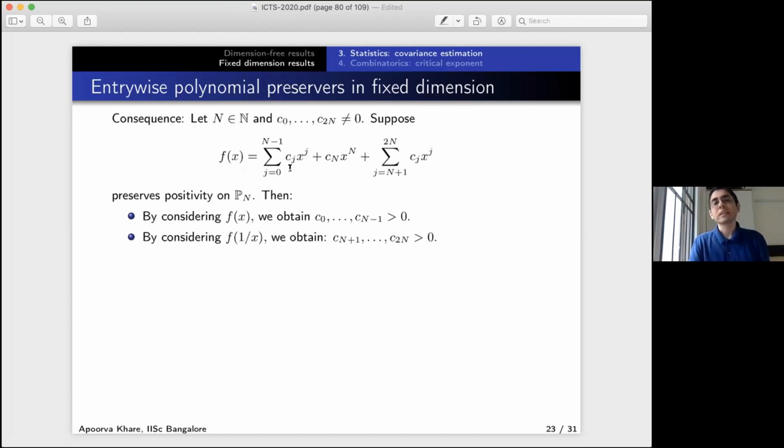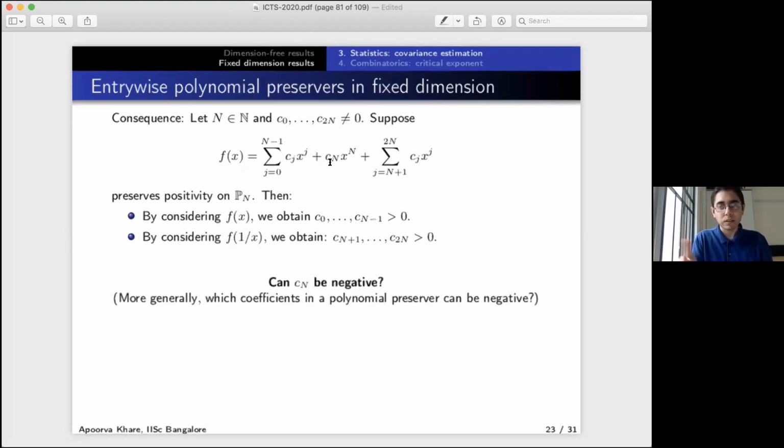Similarly, if you consider f of 1 over x and multiply by a power of x, then these would be the first few coefficients. So you would get that these last n coefficients must also be strictly positive, because I remember they are non-zero and now they are non-negative, so they are positive. So already, even if you have to find a polynomial with a negative coefficient that works in a fixed dimension, that coefficient cannot be among the first n and cannot be among the last n. In this particular example, it can only be the one in between.